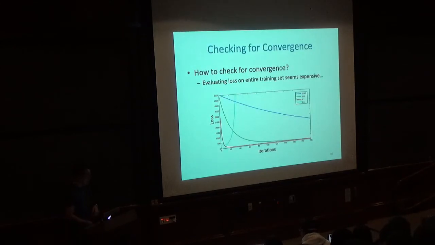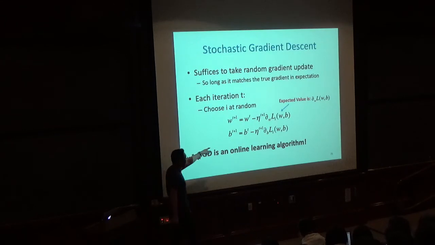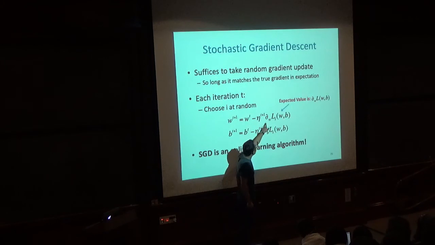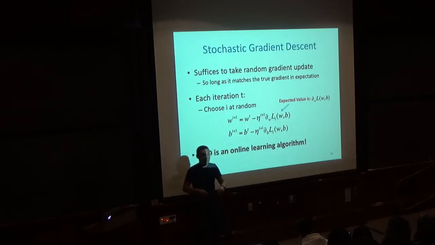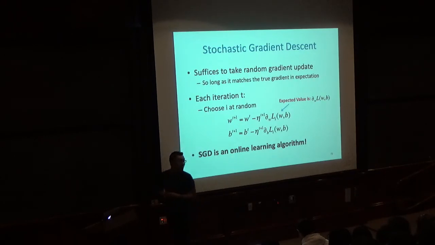Okay, so now let's talk again about checking for convergence. How do we check for convergence? Do we want to evaluate the loss function on the entire training set every time? Here's the thought experiment. I have a training set of, let's say, 1 billion examples. I look at 500 of them, do a gradient update, and then I look at the remaining 1 billion examples to see if I've converged.